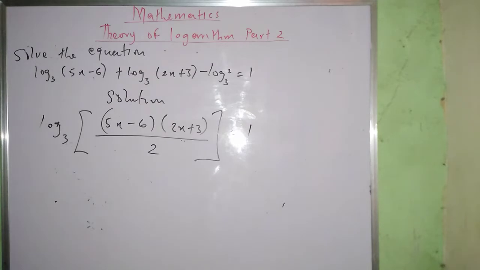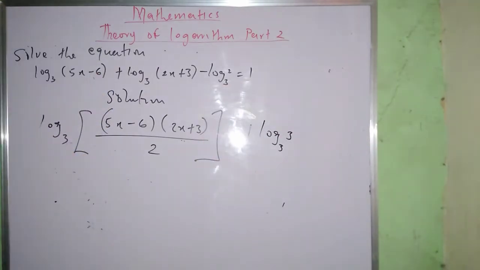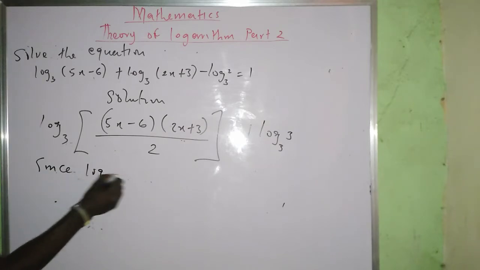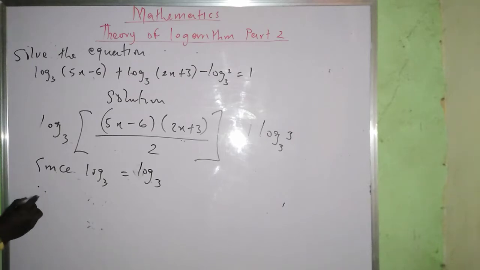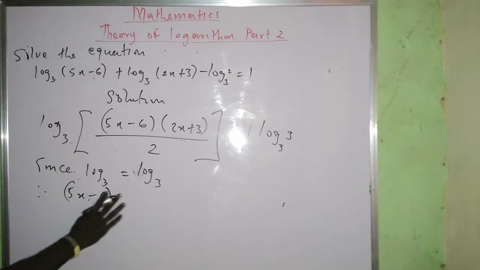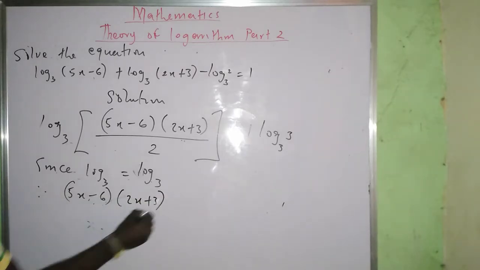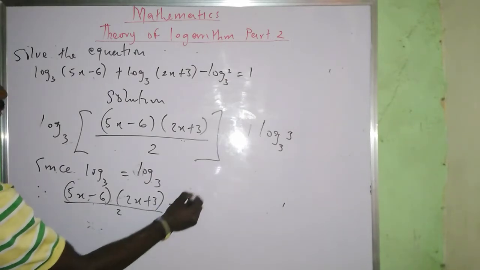Now, I used log 1 and log 2. Since I have this, I can establish that my 1, I can attach log 3 of 3 to it, which is the same thing as multiplying by the identity, which is 1. Now, since log base 3 equals log base 3, therefore I can say that (5x minus 6) times (2x plus 3) divided by 2 equals 3 raised to power 1.